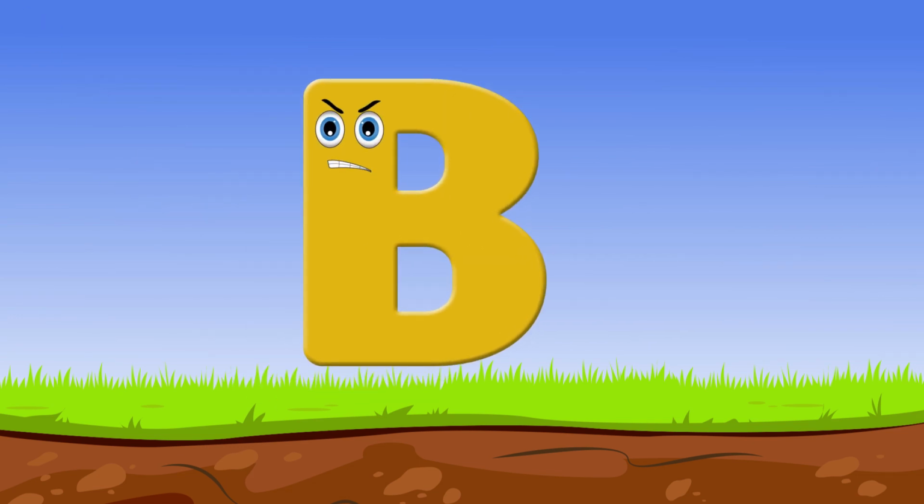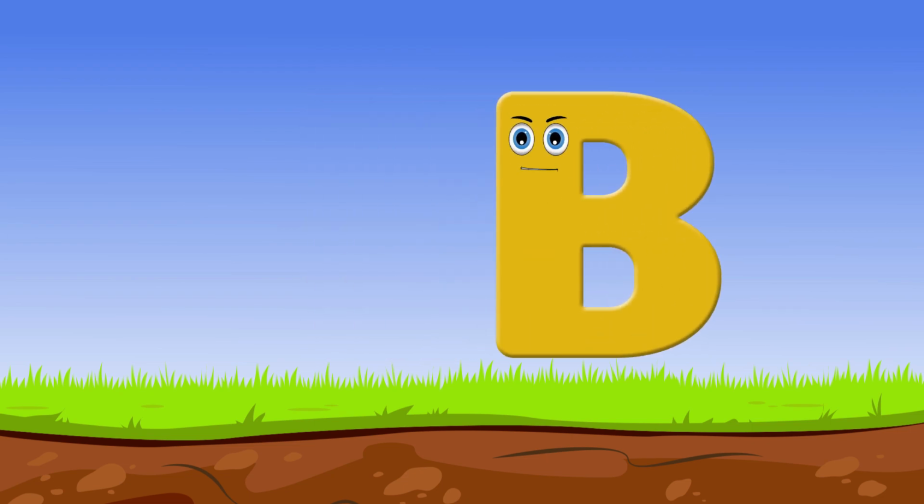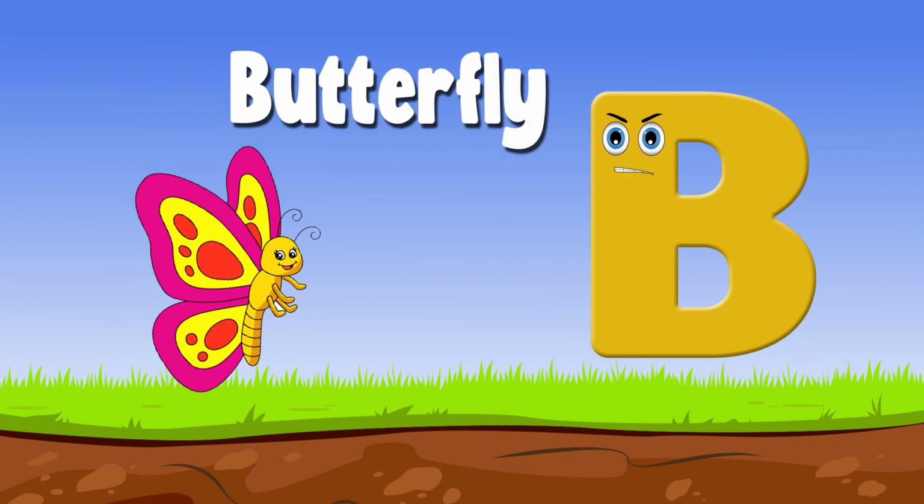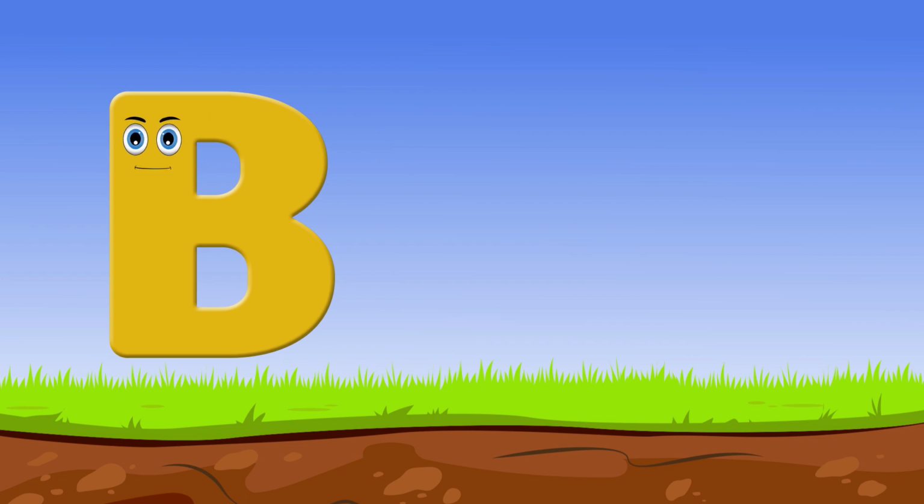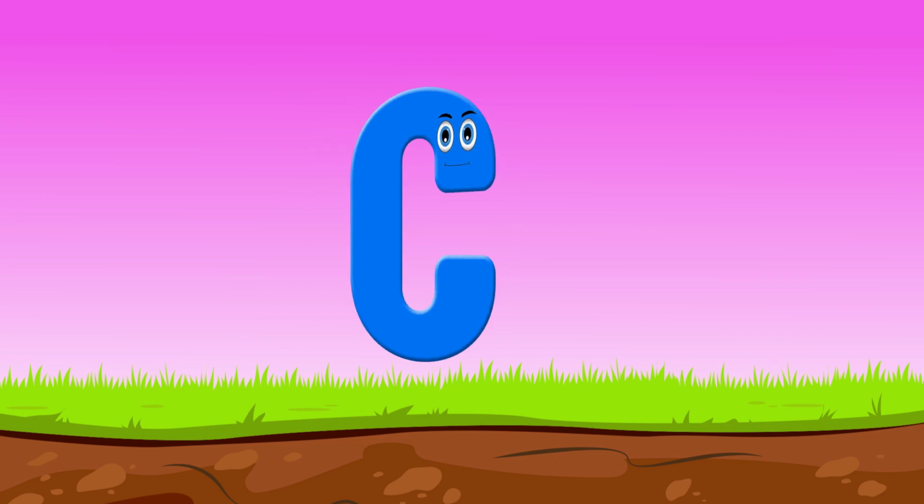It's a B. B, B, B. What words begin with B? B is for butterfly. Hello, butterfly. B is for biscuit.